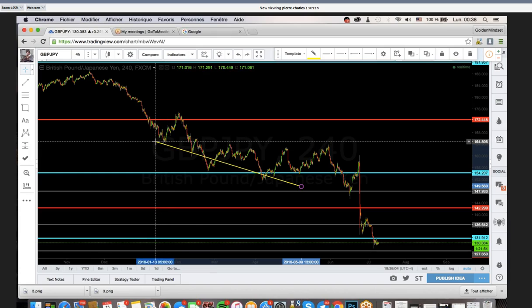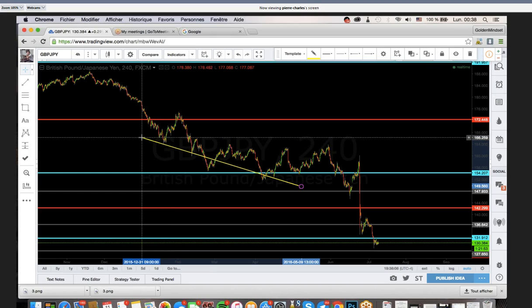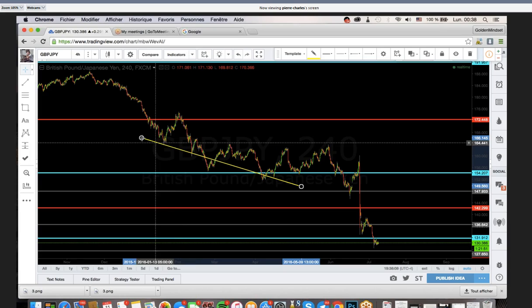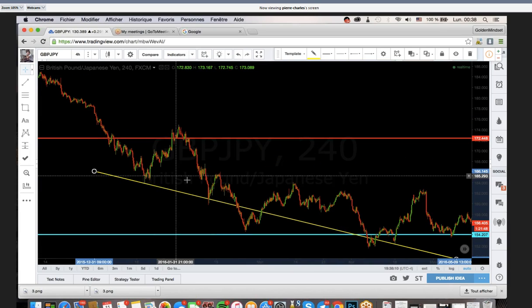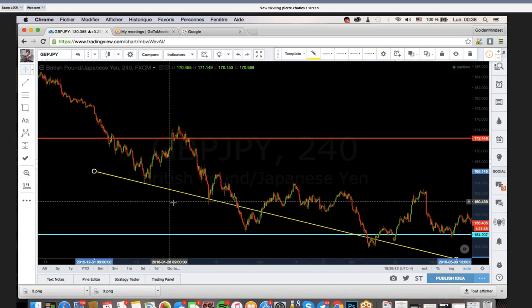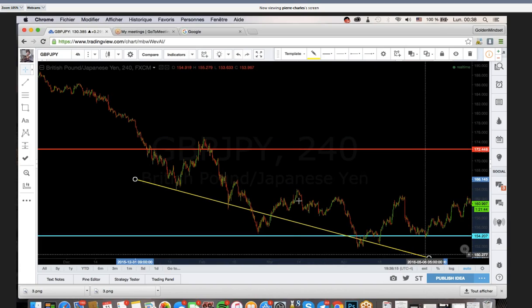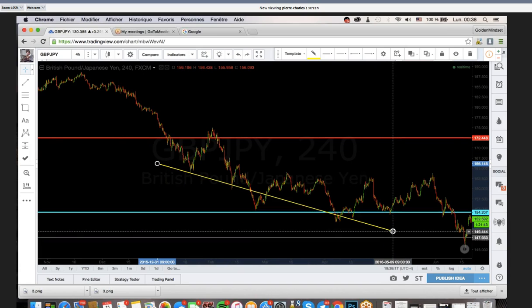I mean, look, for example, there. People would say it's not a valid trend line, but it's actually a valid trend line because if you look closely, it's a bit wide.